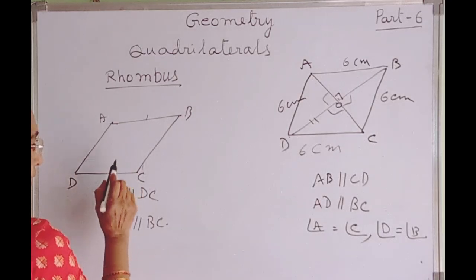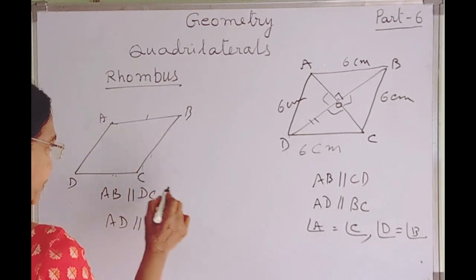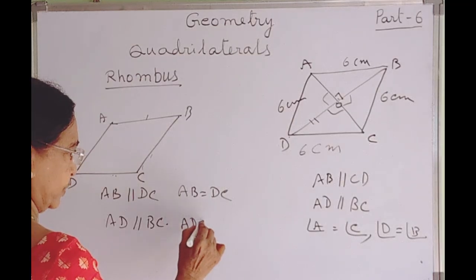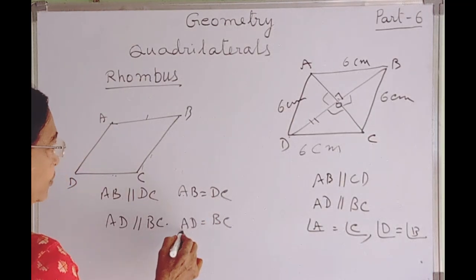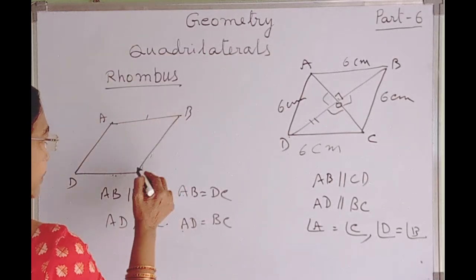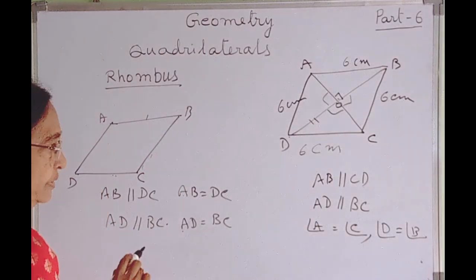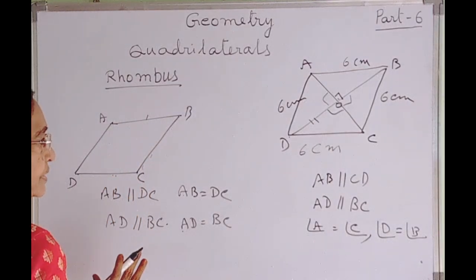But here the adjacent sides need not be equal. The opposite sides are equal, but adjacent sides are not equal. So AB is equal to DC, and AD is equal to BC. But AB is not equal to AD, AB is not equal to BC, and BC is not equal to CD. So here only opposite sides are equal and parallel to each other.